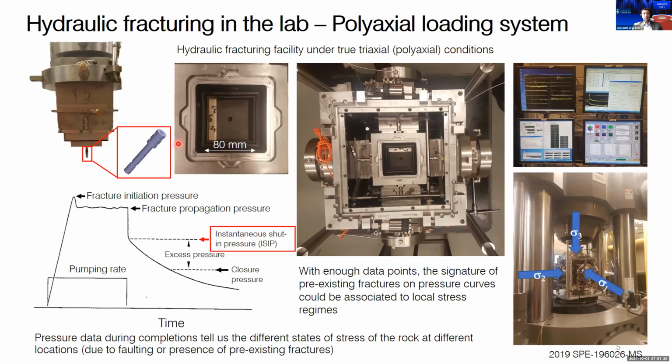And then by creating a small hole and using a mini packer, we are able to inject fluid in the center of our cube and reproduce what that small elementary volume of rock would experience during a hydraulic fracturing operation in the field.